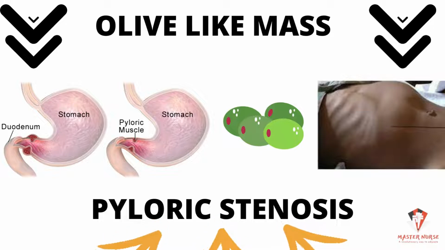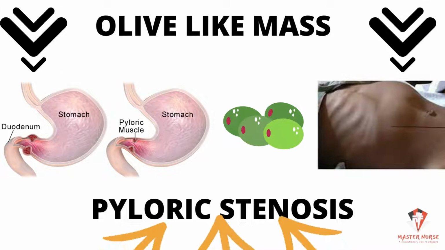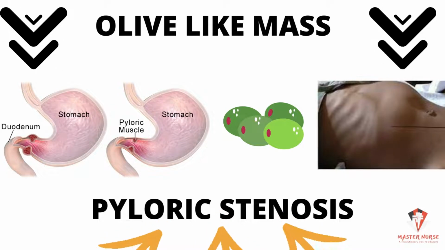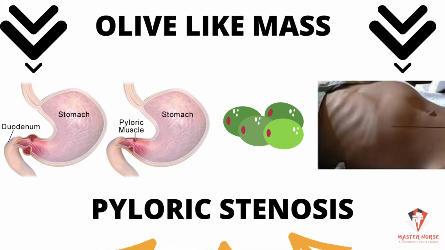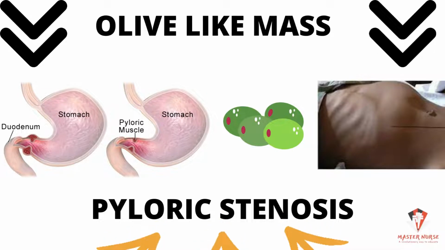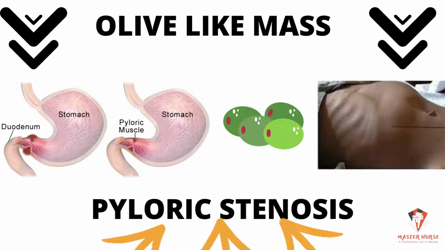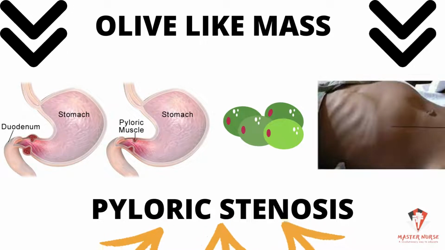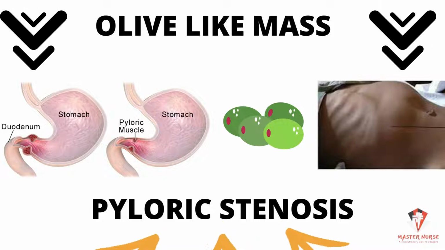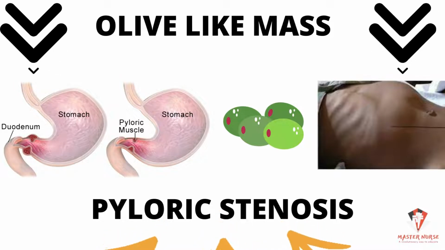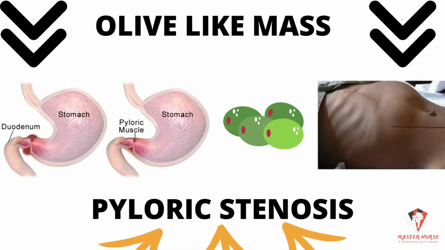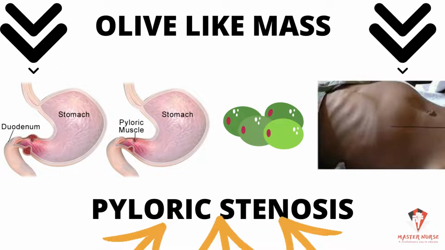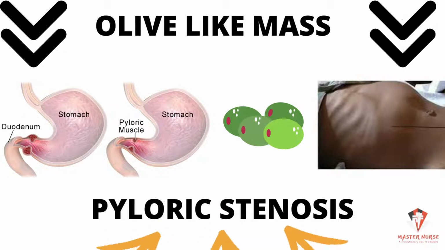Number 14, olive-like mass. An olive-like mass in the stomach during assessment is the question, and the answer is pyloric stenosis. During pyloric stenosis, there will be narrowing of the pyloric muscles in the stomach. It will become thickened and it will start blocking the food. The child will develop vomiting. When there is excessive vomiting in the child without any reason, this assessment has to be done. And if you palpate the stomach, you will find an olive-like mass.